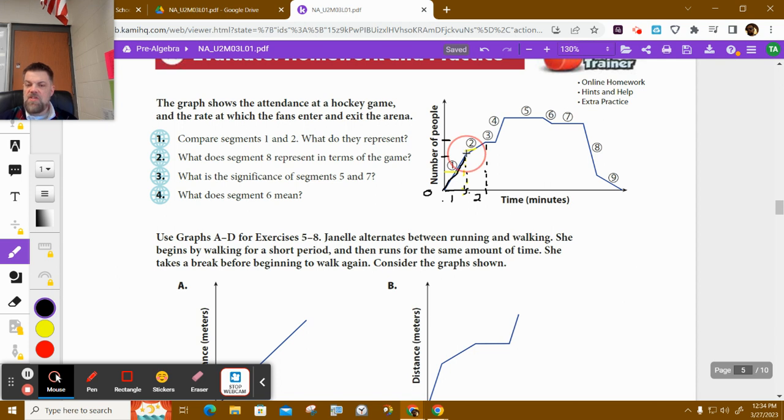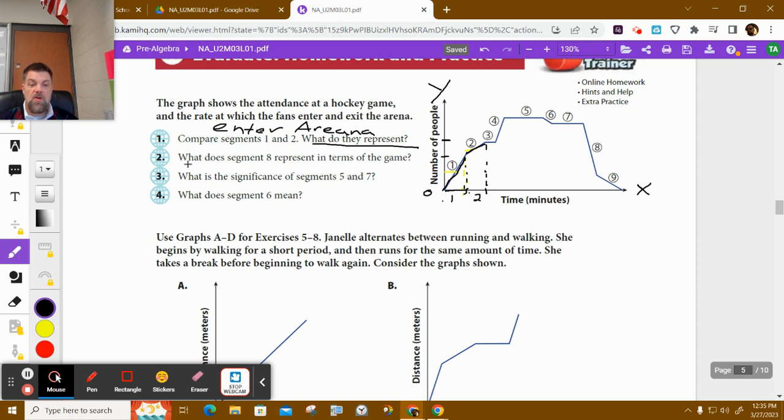And then some more people, but not as many with regards to rate. It wasn't as many people in the same amount of time, because when you look at the time, segment 1 and segment 2 are about the same distance in the x direction, right? And y represents the number of people coming in. So it says, what do they represent? Well, it represents how many people enter the arena. So you just put enter arena. And segment 1 has way more people than segment 2.